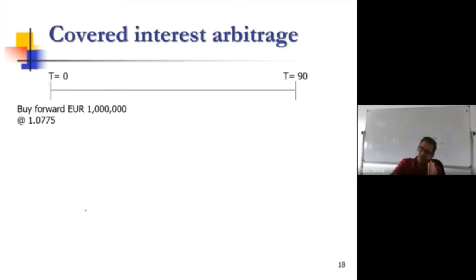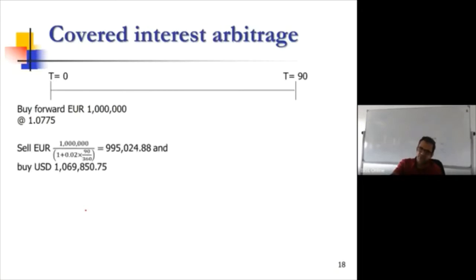So at time T0, you buy forward euro 1 million at the market price. Then what do you do? Sell euro and buy dollar. But remember, since you are buying euro 1 million on the forward date, you get euro 1 million on that date. So therefore, you cannot sell euro 1 million here. But what you do is calculate the present value of that euro amount and sell only that euro amount to get the dollar amount. Then you lend this dollar.